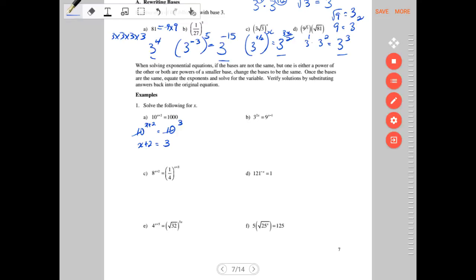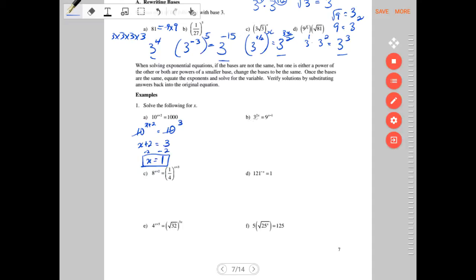I'm going to subtract 2 from both sides to get x by itself. So, 3 take away 2 is 1. Substitute that back into the original question. 1 plus 2 is 3. 10 to the power of 3 is 1000. Let's take a look at part B.